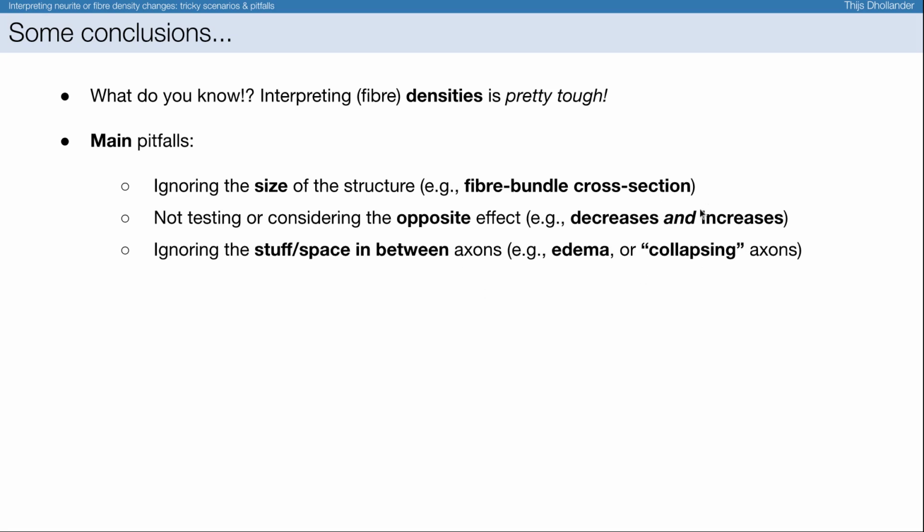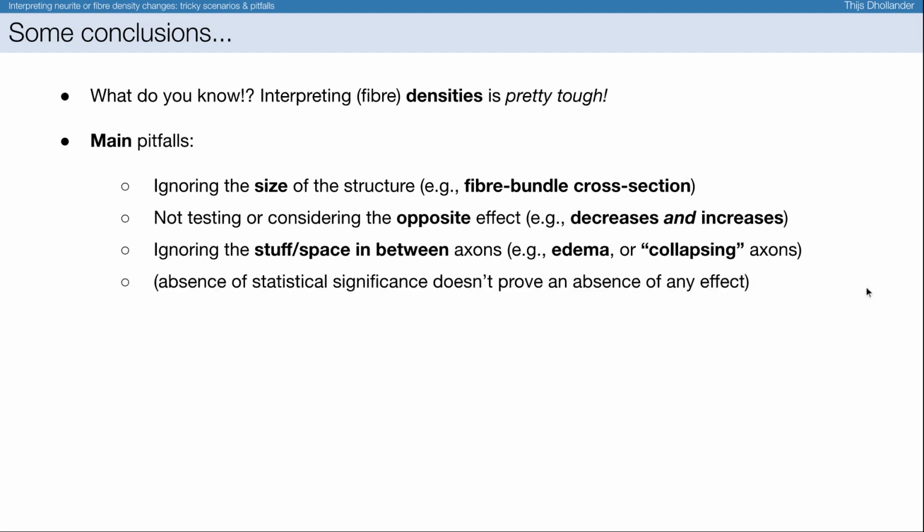So most of this then happened due to stuff or space in between the axons. So edema or swelling or inflammation might cause the volume to increase but the density of axons to decrease. Or the other way around, with atrophy axons might collapse. And if they collapse, the density might actually go up even though the cross-section goes down. So you need to think of the full picture again, also the space in between the axons. And then, I haven't even touched upon this, but an absence of statistical significance doesn't prove an absence of any effect. So whenever we found no differences, well, we actually didn't find that. We just failed to detect a difference. You also need to take that into account.